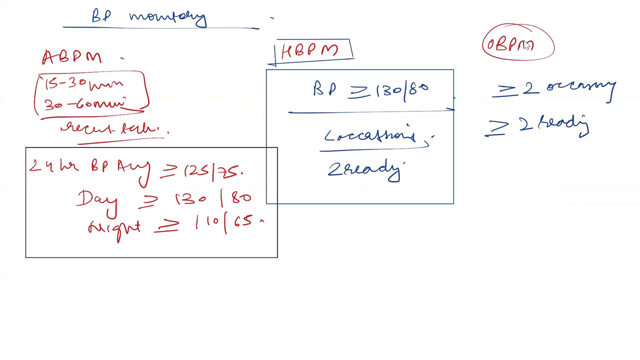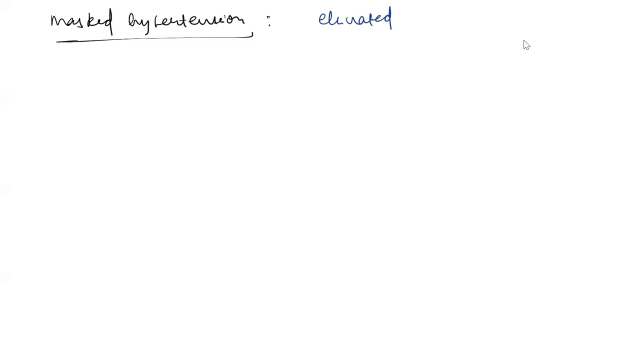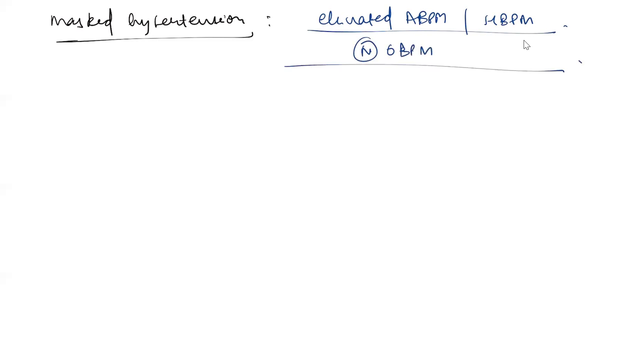Next slide is some definitions. That is, what is masked hypertension? In masked hypertension, the patient would have elevated ambulatory BP or home-based BP, but normal office BP. Clear? These are more common in patients with CKD, and these are associated with increased cardiovascular mortality. Okay.